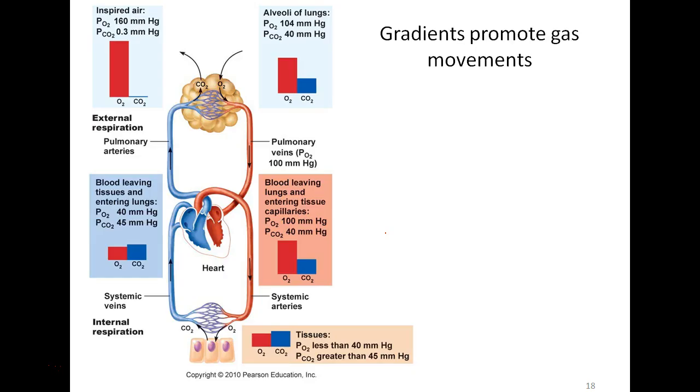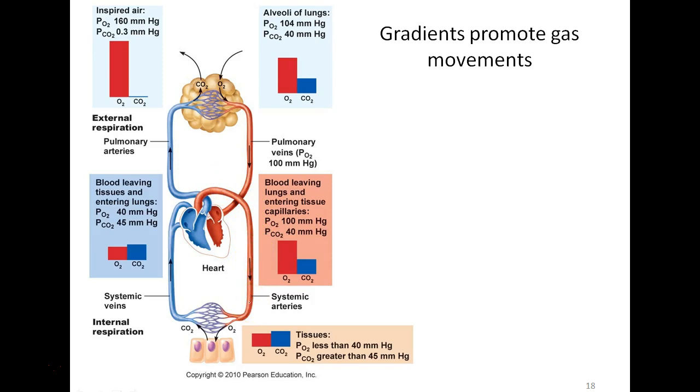So here we have a view showing the connection with that partial pressure. Let's go ahead and start on the upper right. Here we're in the alveoli of the lungs. Here we see the partial pressure of oxygen is high, and in these alveoli spaces the partial pressure of CO2 is low. That's going to pretty much stay the same as we move through pulmonary veins and stay quite similar through systemic arteries. And then we arrive at the tissues.